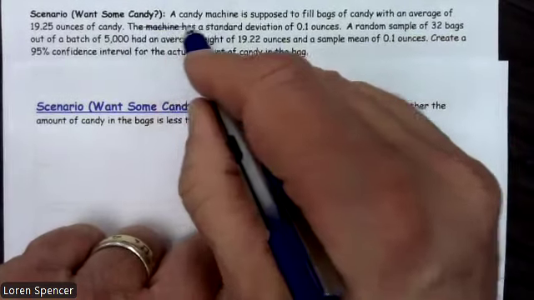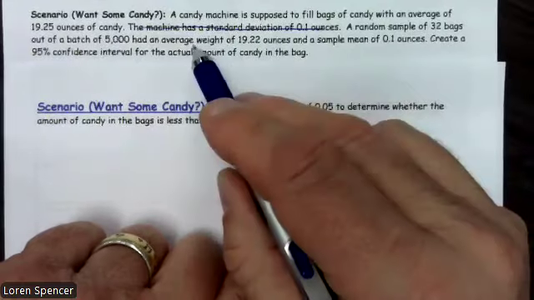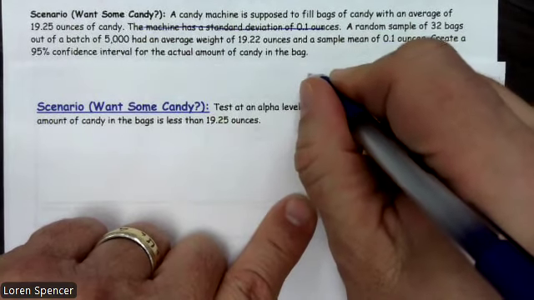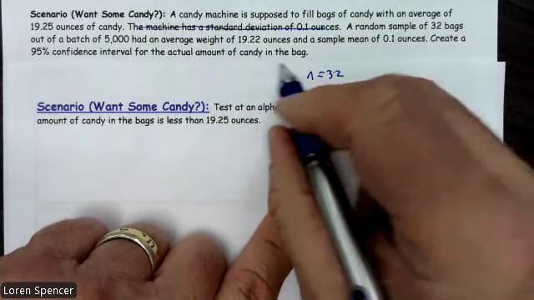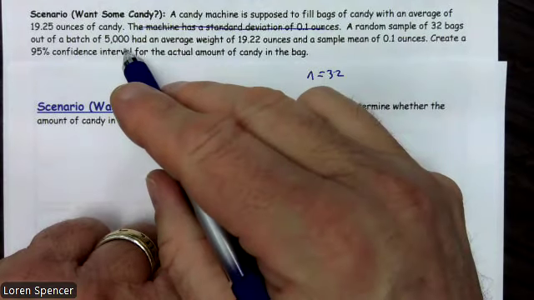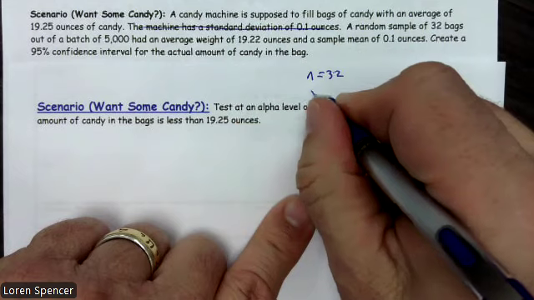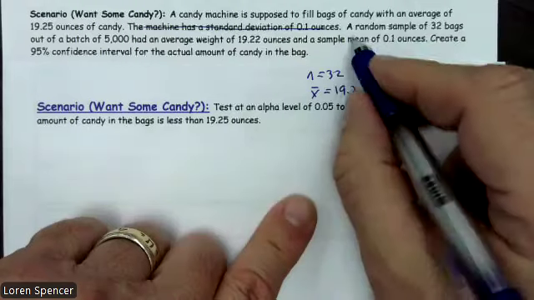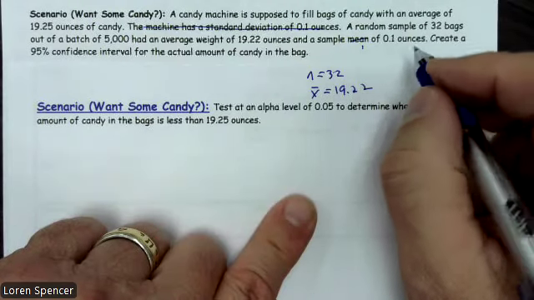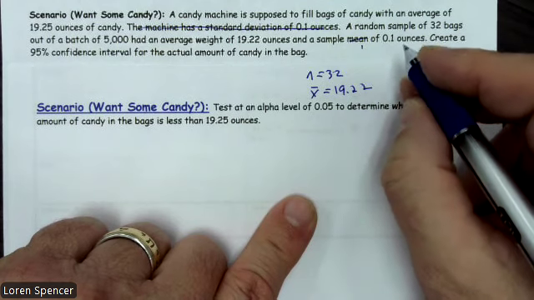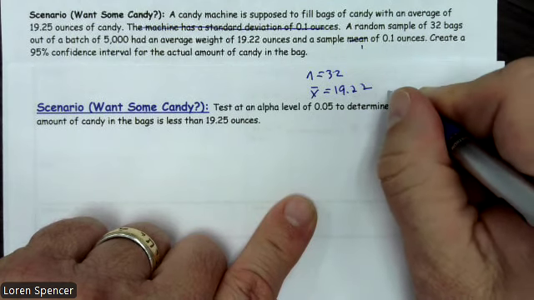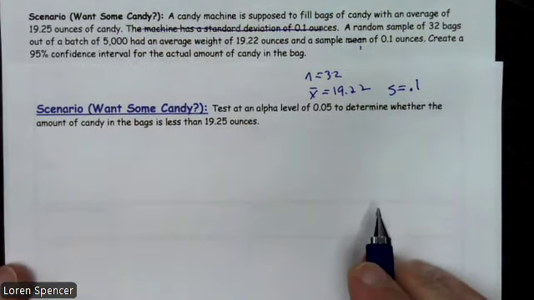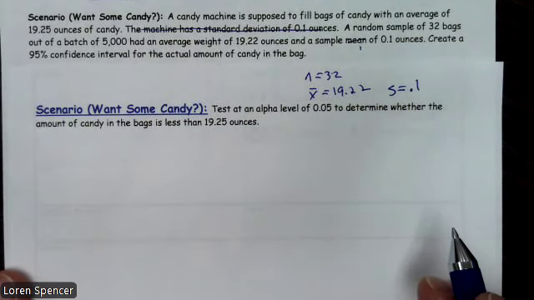Excuse me, let's scratch that part out. A random sample of 32 bags out of a batch of 5,000 had an average weight of 19.22. So we have a sample size of 32 out of a population of 5,000. And the average weight of the sample is x bar equals 19.22. And it says sample mean, it should say sample standard deviation. I'll need to make that correction. Sample standard deviation of 0.1. So s equals 0.1.